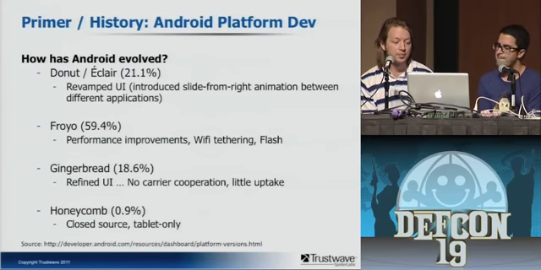Well, they release a new OS version a little more than once a year, and a few years ago is when it really started to get good with 2.1, Eclair, and they introduced the slide-from-right animation that makes it seem like you're in the same task even if you're opening different apps, and that's pretty cool. And then Froyo came out. That one got pretty popular. It was fast and had Flash, which everybody knows is great. And since then, it's been a little tougher for them to get updates. They got Gingerbread, and not so many phones have that. And Honeycomb is tablet only and closed source.